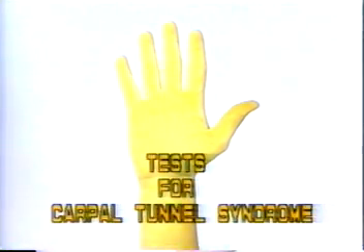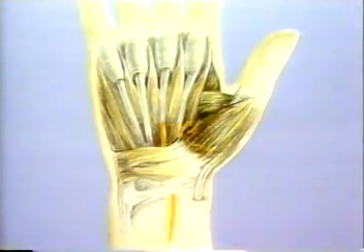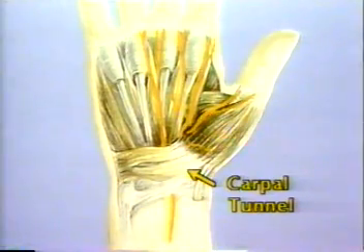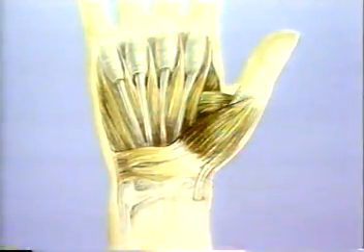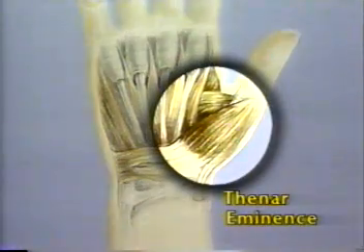Special tests. Test for carpal tunnel syndrome. Compression of the median nerve as it traverses through the carpal tunnel at the level of the wrist and proximal palm may result in decreased sensation in the median nerve distribution of the hand, and in extreme cases may also result in atrophy and weakness of the muscles of the thenar eminence.